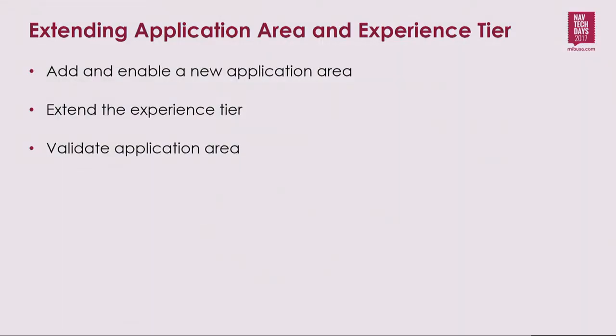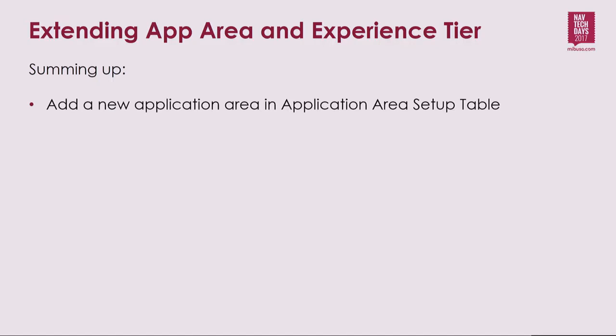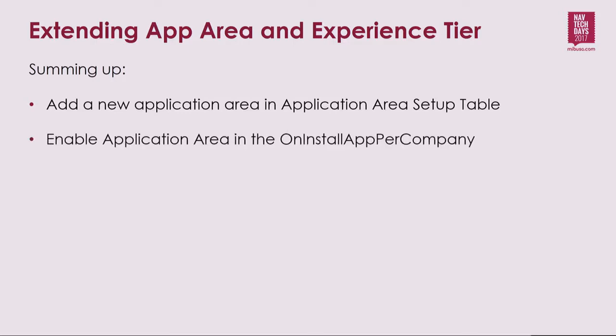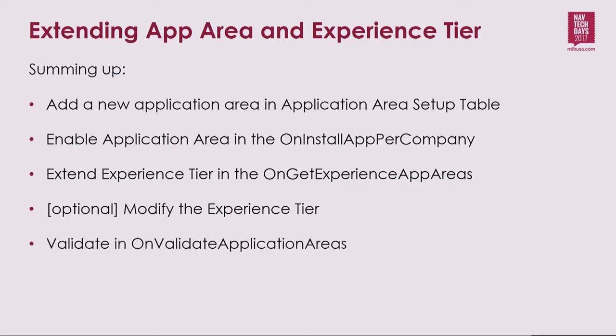So, to summarize what we saw in this example, we added an application area on the application area setup table by simply extending it with a new Boolean field. We enabled the new application area inside a code unit of subtype install, in the OnInstallAppPerCompany trigger. And then we extended the experience tier with a new application area in the OnGetExperienceApplicationAreas event. We also saw that in the same event it's possible to modify the experience tier, and that event is very important because it gets called every single time an experience tier is reset by an event in the system. And then we validated the application areas.